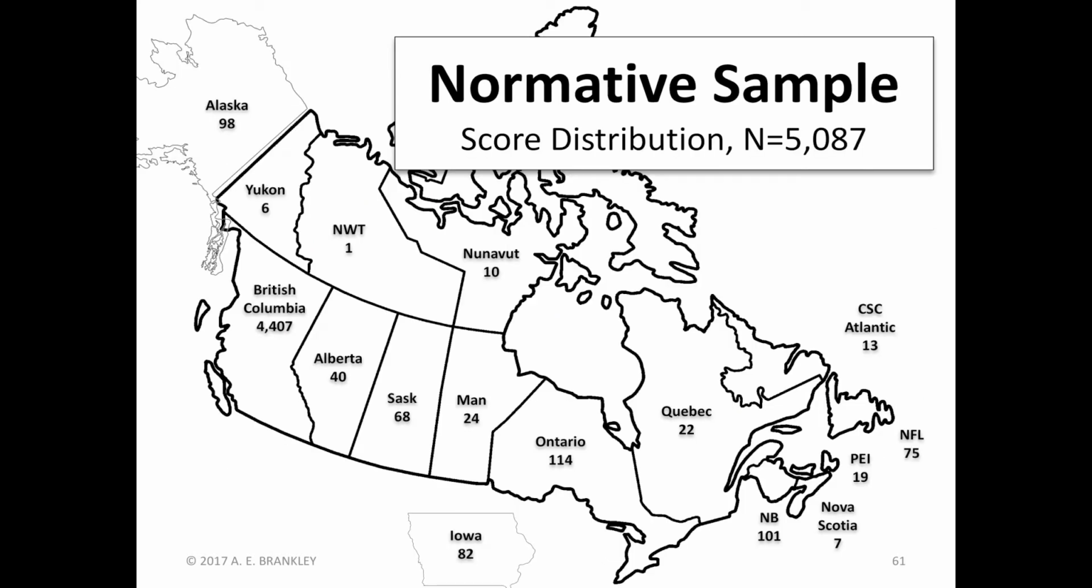The combined sample gives us over 5,000 people representing all parts of Canada and 2 American states. In or near each province on this figure, I have indicated how many people each region contributed to the normative sample used for percentiles and frequency data.